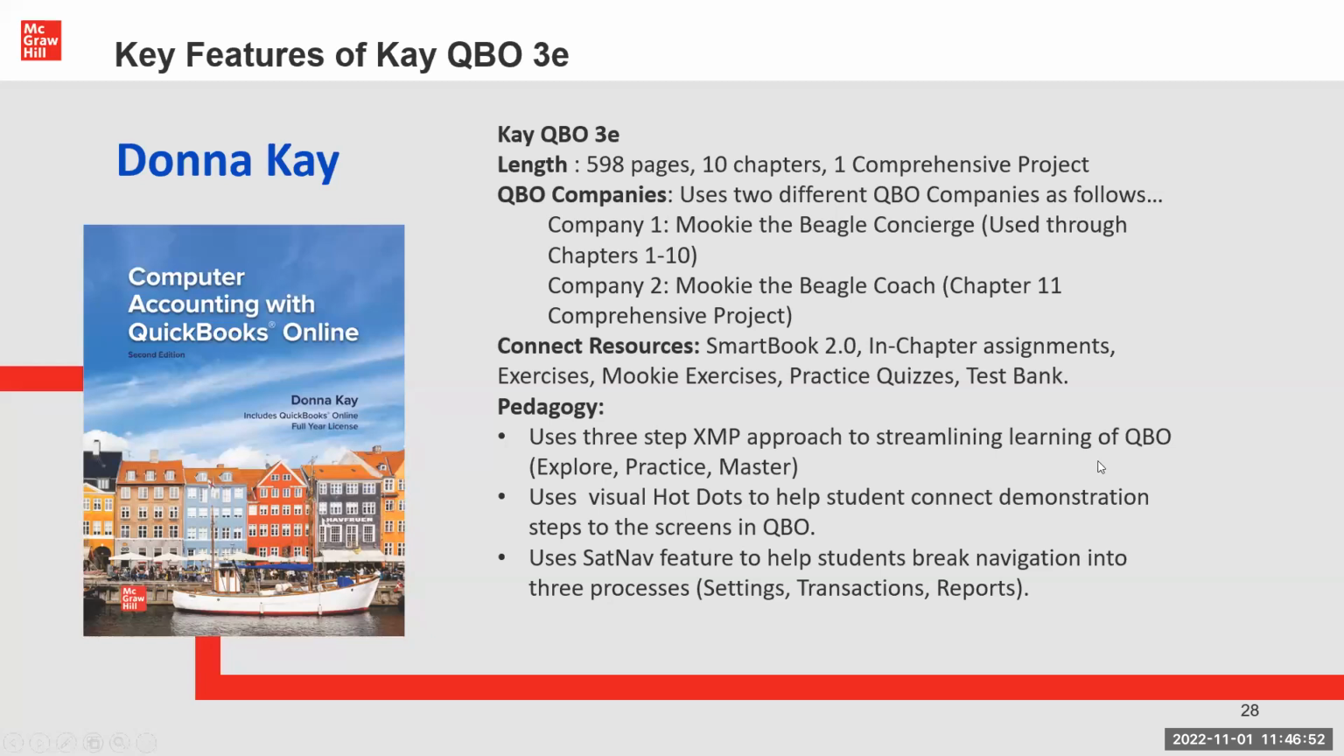So text resources, it has Connect resources rather. SmartBook 2.0 gives you online reading assignments. Again, the in-chapter assignments are built so that you can keep students on that march through 10 chapters. Then there are exercises that are general. Those you don't necessarily have to assign, but the Mookie exercises are necessary to assign to keep your students on pace. There are practice quizzes, and then there's a test bank in Connect for doing your assessment type material.